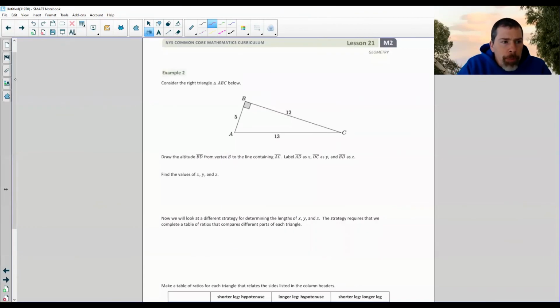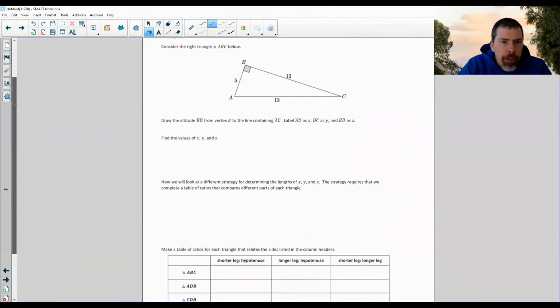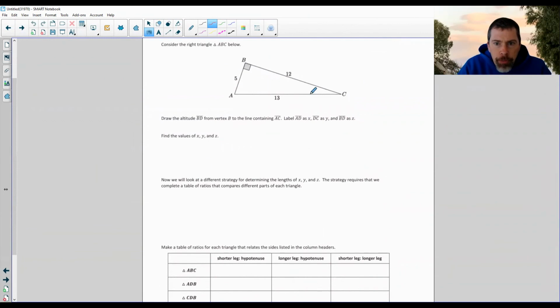All right, page 4, example 2. Consider the right triangle ABC below. Here's triangle ABC, the right angle is B. Draw the altitude BD from vertex B.